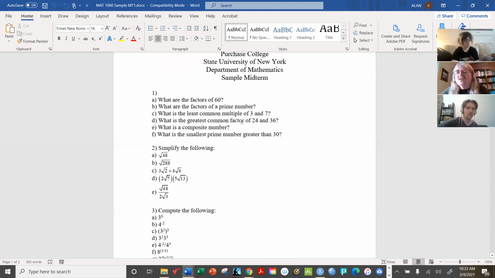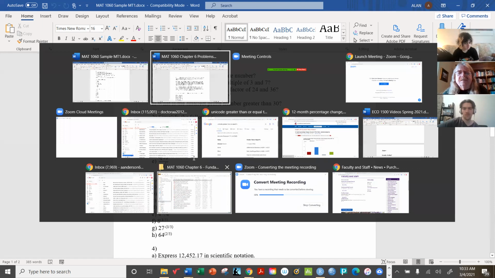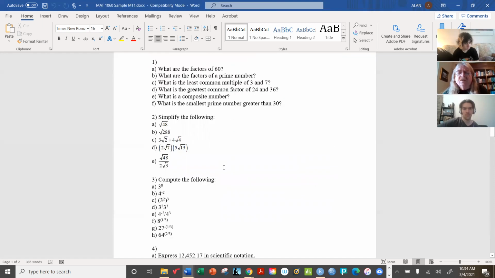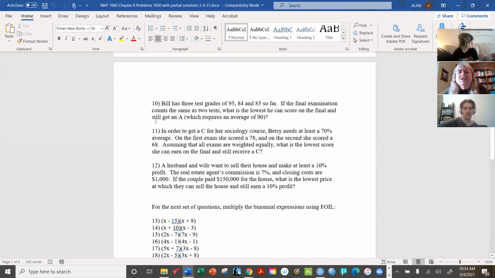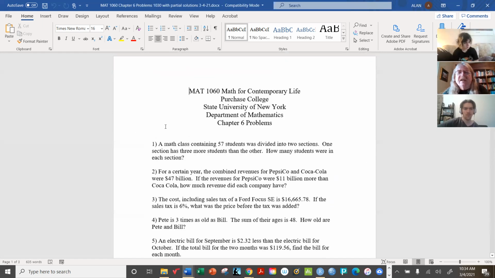But keep in mind, the actual midterm was originally meant to be given in a classroom setting for maybe an hour and a half. So you'll see when you get it that it's not as long as these problem sets, but it does cover all the material. What we're going to do today is get through as much of this chapter 6 problem set as we can.